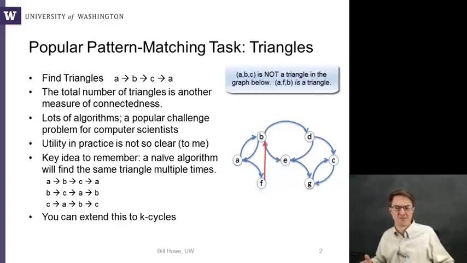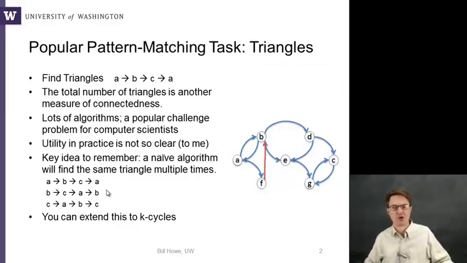A connects to B, B connects to C, and C connects back to A, and then B, C, A, B, and then C, A, B, C are all logically the same triangle in that they involve the same nodes, but if you're not careful, you'll find all of these, and so this gives an opportunity to come up with much faster algorithms. I think the other reason why it's studied in a lot of detail is that it's perhaps the simplest possible pattern you can find, and so it's a good starting point to do more complicated pattern analysis.